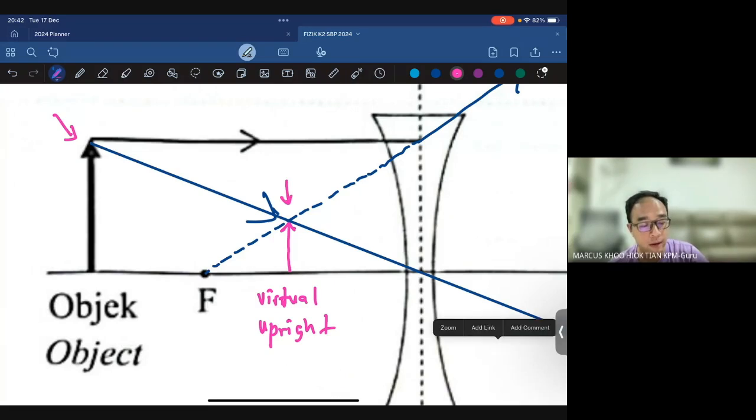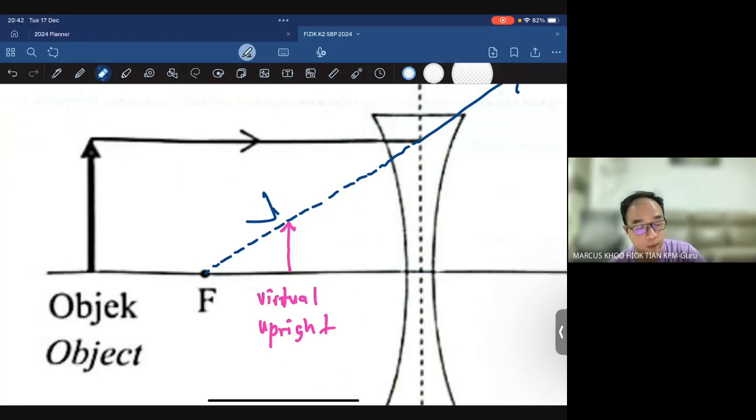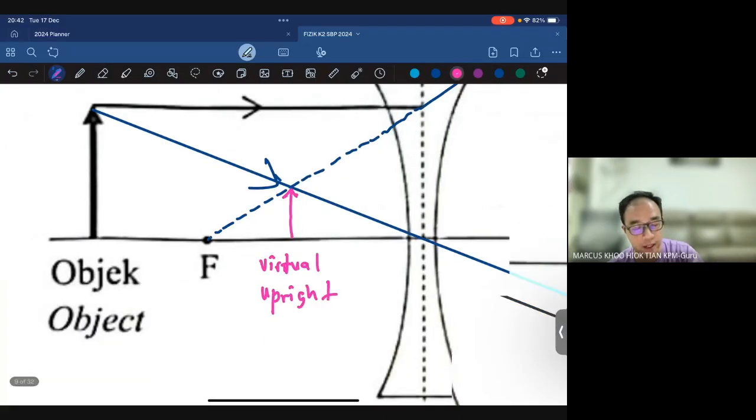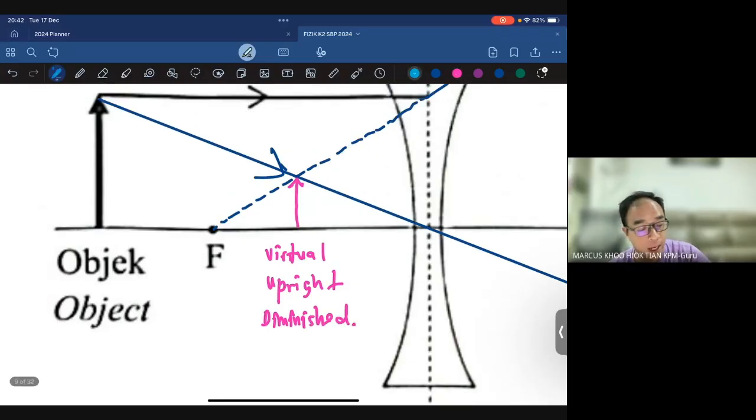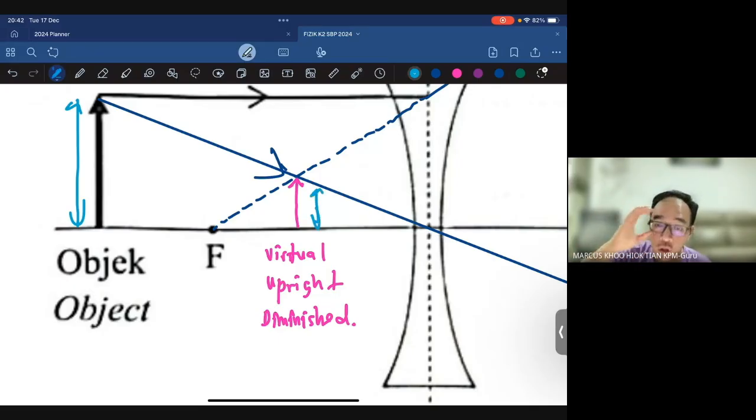Okay, and finally, it is diminished. Diminished because the height of the object is like this, the height of the image is like this. It is made smaller. So virtual, upright, diminished. The thing you should remember for a concave lens is VUD, VUD, VUD. It's the only one that gives you a VUD image.